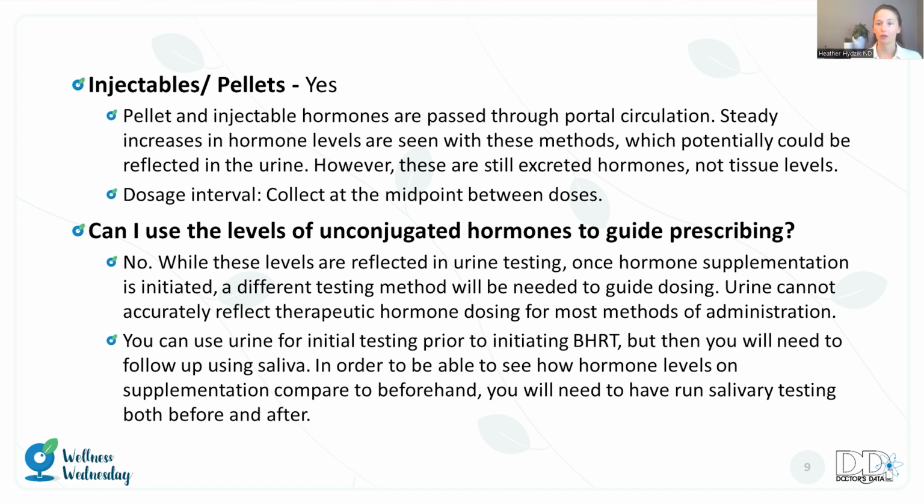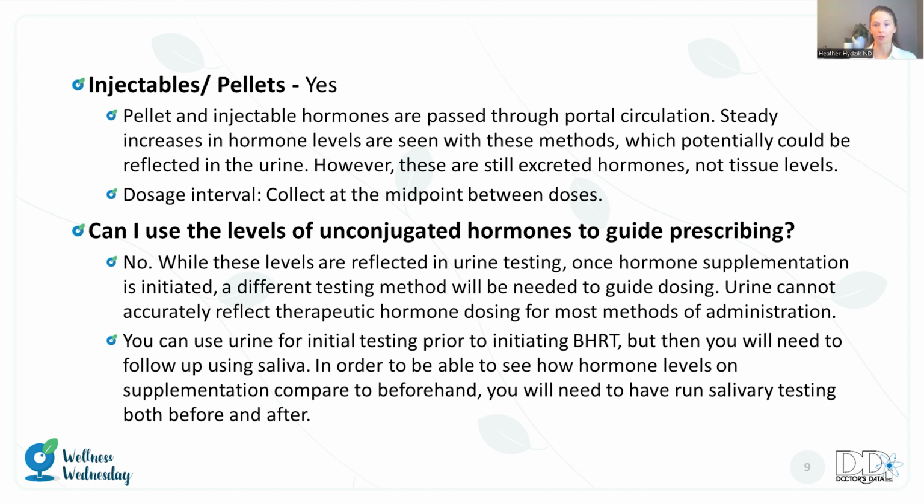And then can you use urine metabolites to guide your prescribing? That's not usually how I use urine testing. Urine testing can be done as an initial test prior to initiating bioidenticals, but then you tend to need to follow up in saliva if you want to know if your doses are within a certain range. And if you do want to get a before and after, you might start with saliva before you prescribe hormones.